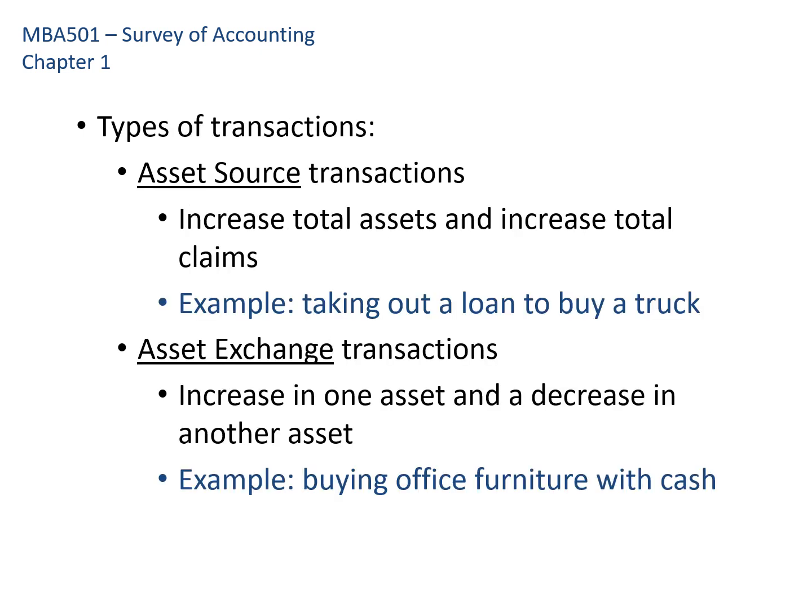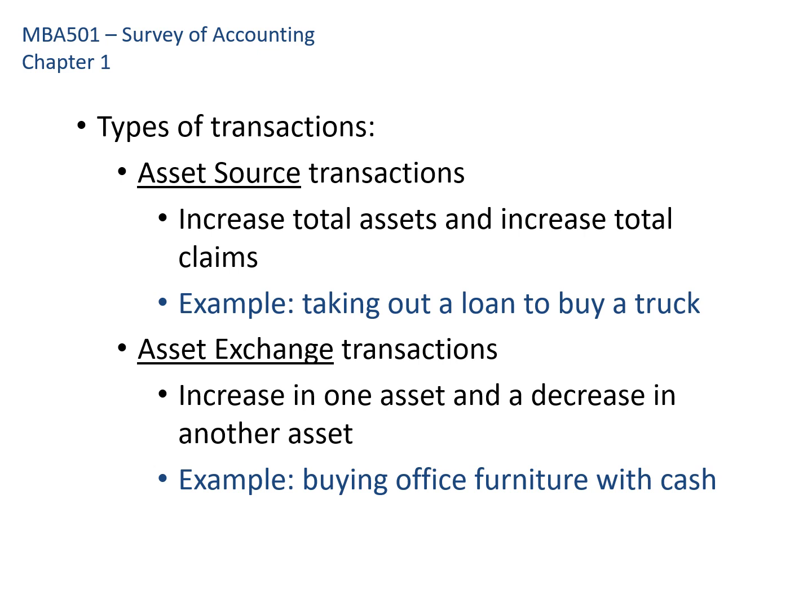So there are four types of transactions that I want to cover, and all transactions will fall into one of these four types. So the first is an asset source transaction. That's where the total assets increase and the total claims on those assets increase. So both sides of the equation go up. An example of that is borrowing money from a bank to buy a truck. After that transaction, I have more liabilities. I owe the bank money I didn't owe before, and I have a truck I didn't have before.